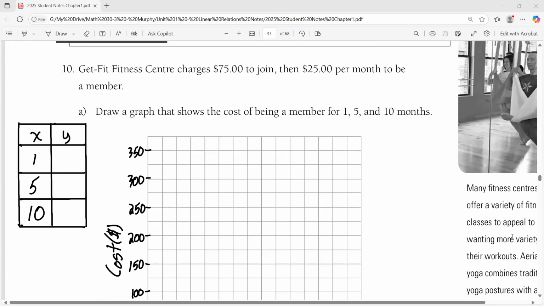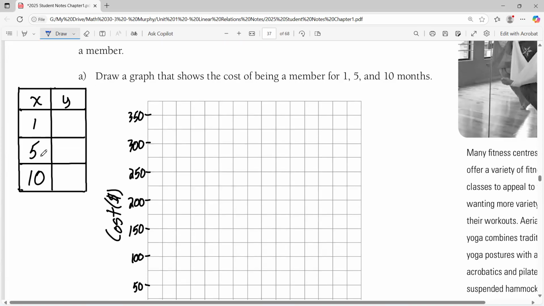So that $75 is again what we would call the flat rate. Same idea. And A, draw a graph that shows the cost of being a member for 1, 5, and 10 months. So what I did here was I set up a table and I got 1, 5, and 10 months, and X is going to be our independent variable. So we need to figure out what the cost would be for 1 month.